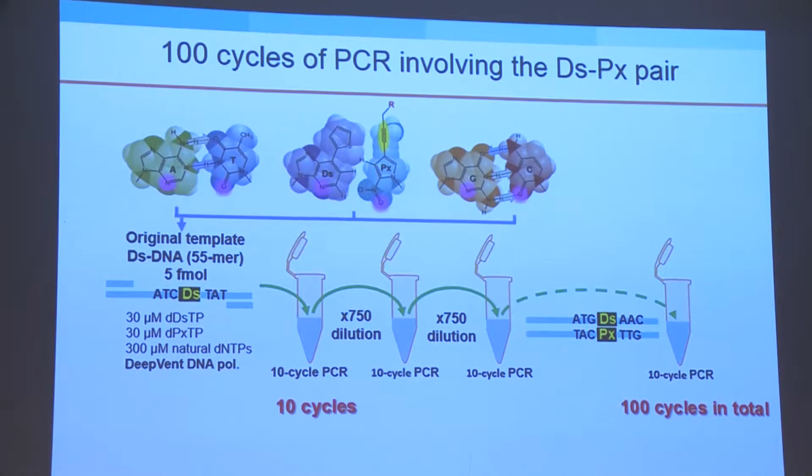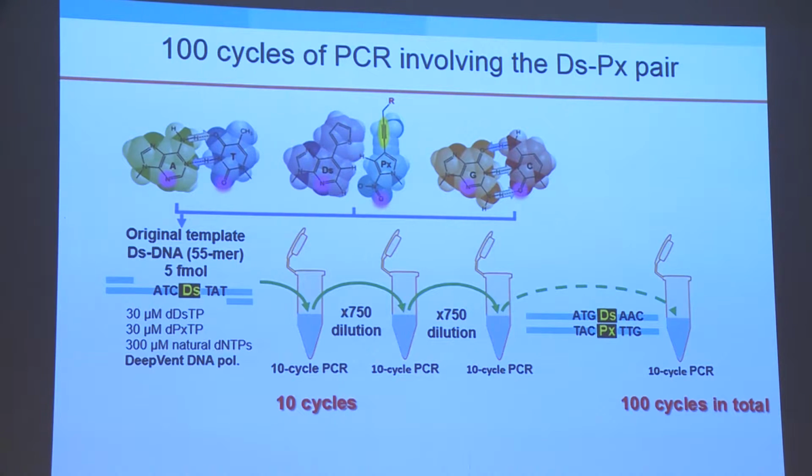First, we tried to determine the ability of the DsPx pair. We performed 100 cycles of PCR using these unnatural base pairs. We first made DNA containing Ds by chemical synthesis and performed 100 cycles of PCR. But PCR is mostly finished after 20 cycles, when the amplification ends. So to maintain the exponential amplification, we first carried out 10 cycles of PCR, then diluted. Then again, we performed 10 cycles and dilution. We repeated this 10 times to perform 100 cycles of PCR. Then we obtained a huge amount of DNA, a 10 to the 27th fold increase.